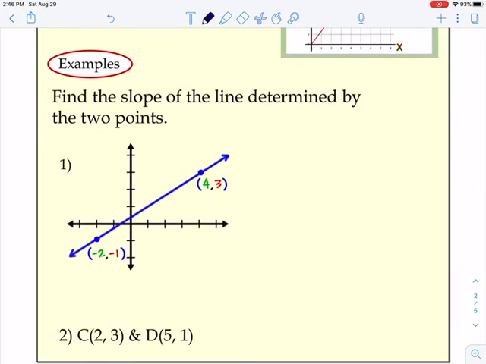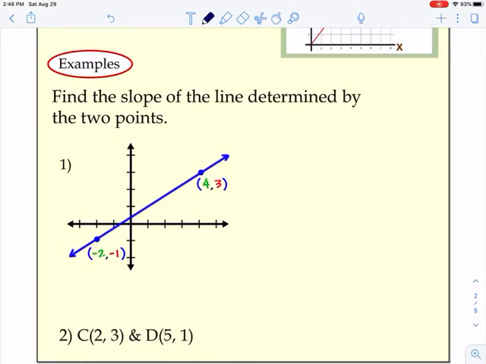So for the next example, we want to find the slope of the line determined by the 2 points. Again, I'm just going to try to count, although it's not as easy to count as it was with the grid in the first example. We can try to count first and see what we get here, and then we'll do it with the slope formula just to make sure.